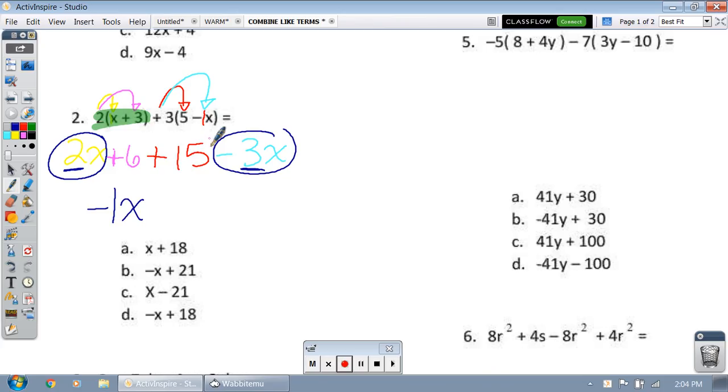And then let's put our numbers together. Positive 6 plus 15. That's going to give me positive 21. And so we can look at letter B right there. There's our answer.